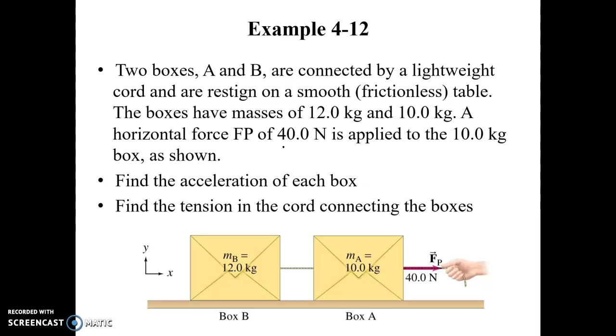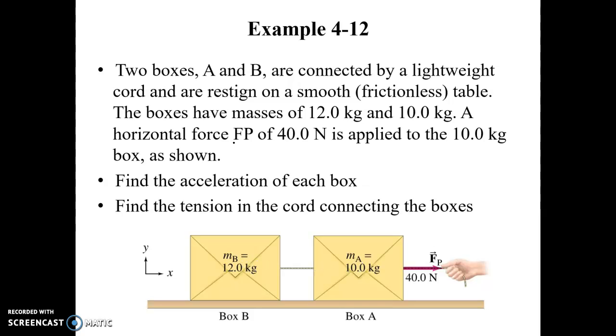So we have to assume, first of all, that the tabletop surface here is frictionless. We will begin to deal with problems with friction later on, but for now we will assume that this is a perfectly frictionless table, and these boxes will just slide across without any friction forces slowing them down. They have masses of 12 kilograms and 10 kilograms, so that's already labeled on the diagram.